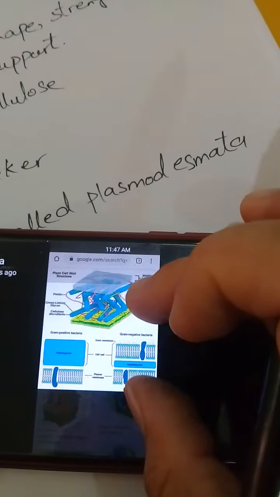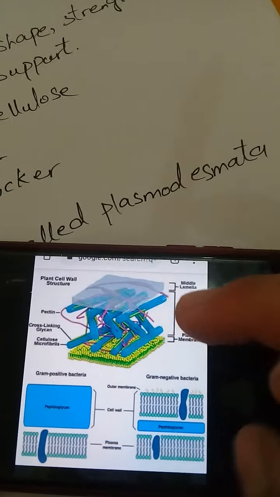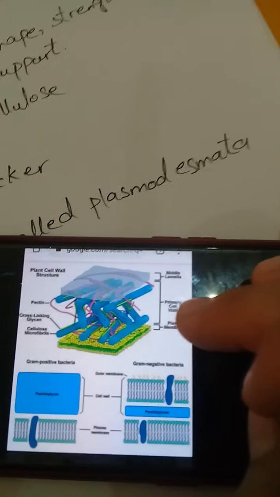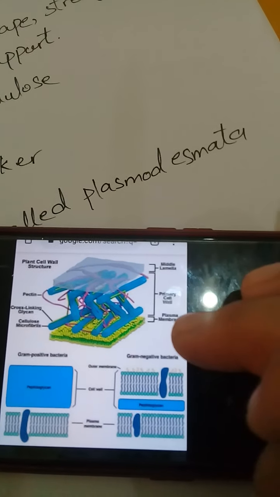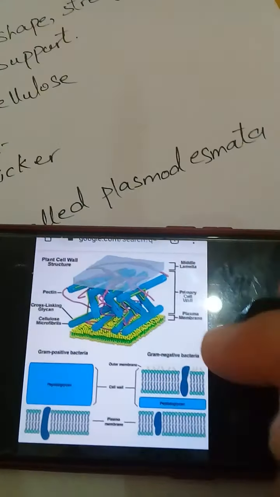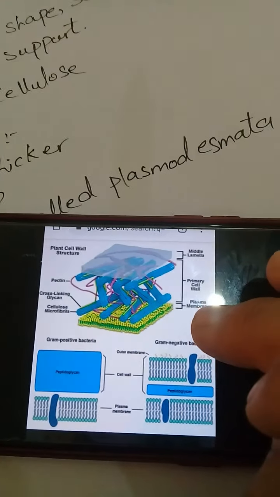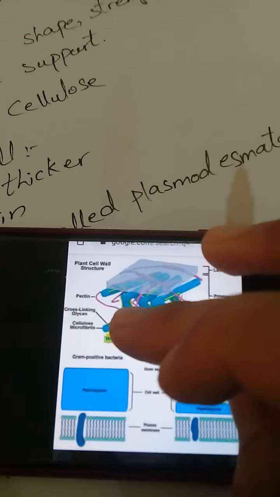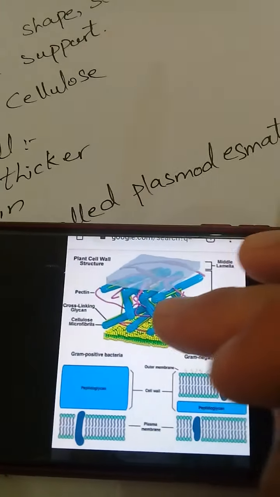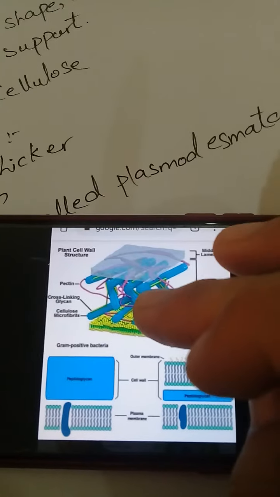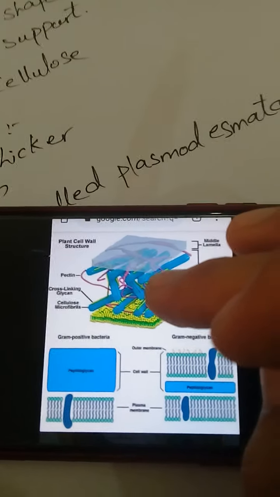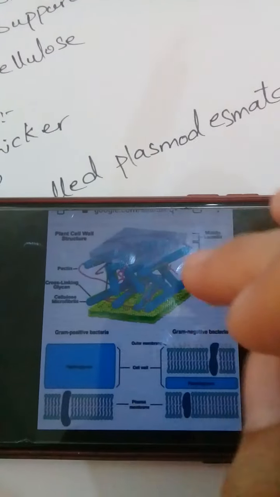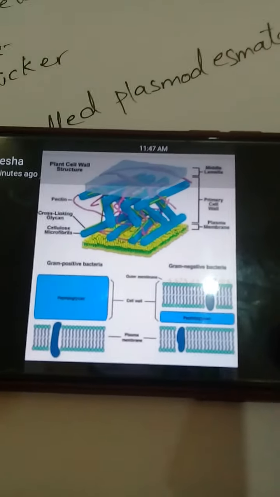As you can see from the diagram of the plant cell wall structure, there is a middle lamella and the primary cell wall. Outside the primary cell wall there is the plasma membrane, which is another cellular structure. There are cellulose microfibrils. As I have discussed, the plant cell wall is mainly composed of cellulose. Some other microfibrils are pectin.